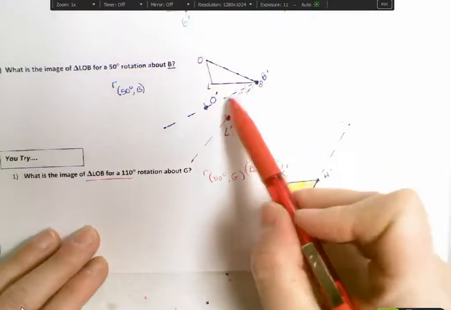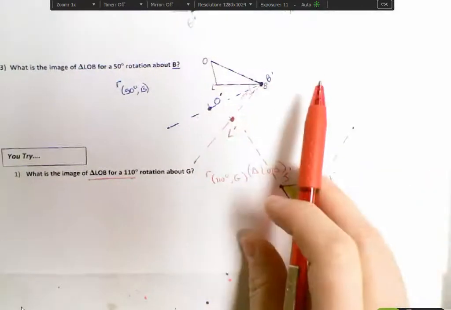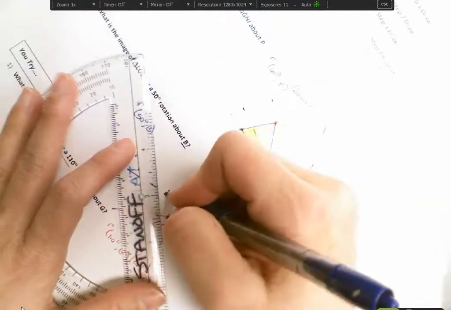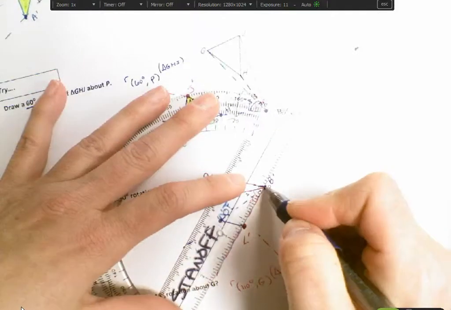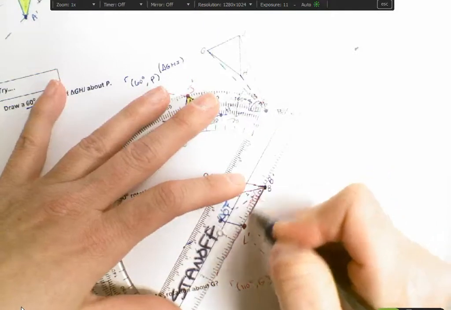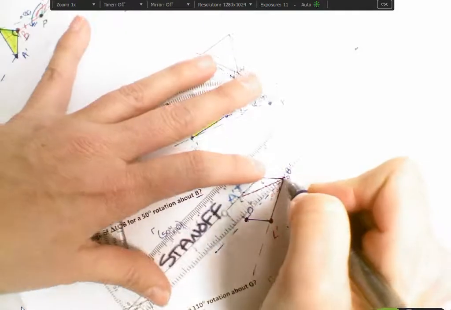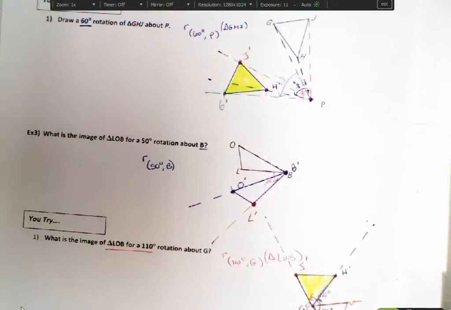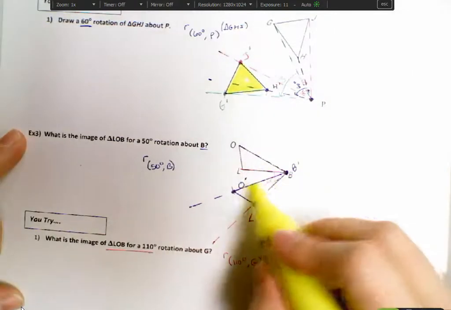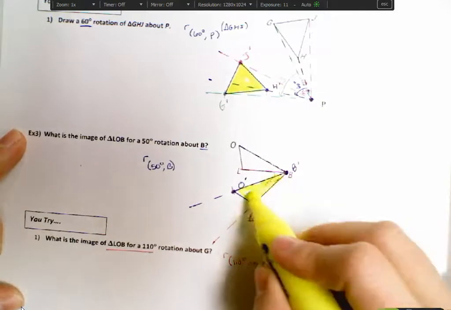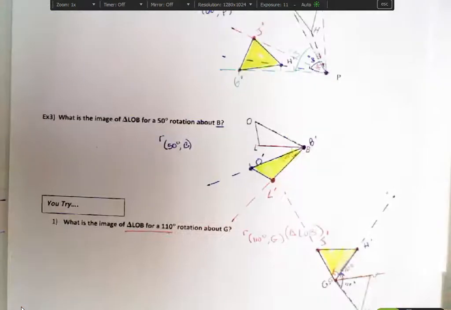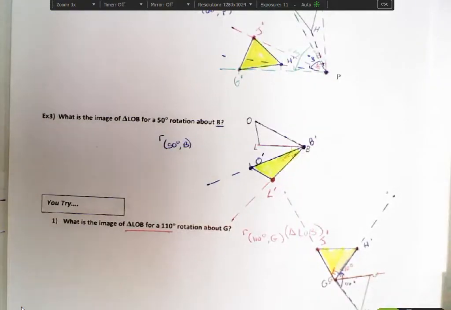I now have B prime, O prime, and L prime, so I can connect my rotated figure. Once you make your connection, you're going to highlight your image to indicate it is your final figure. Okay, you should pause the video now, try the one below, and see how you do. Come back and check your answer.